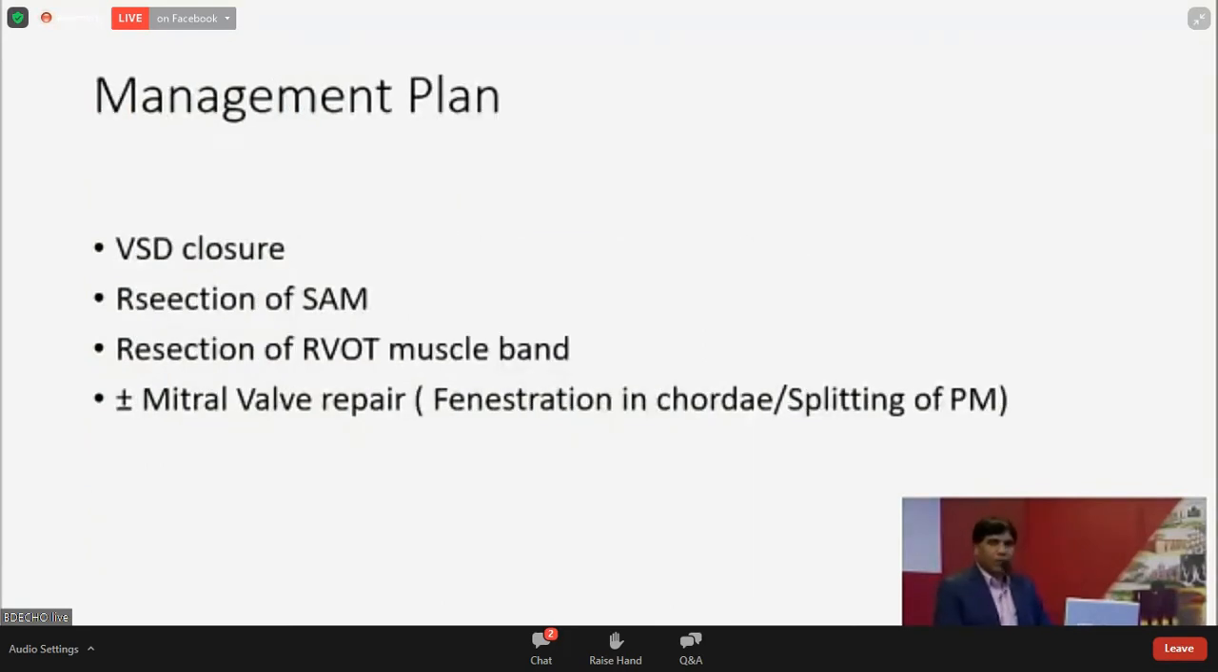So we plan management of this patient as a VSD closure with resection of the subaortic membrane and resection of the RVOT muscle bundle, plus or minus mitral valve repair. I think the mitral valve repair is not required at this stage, and we have to follow up this patient. If the patient later presents with severe mitral stenosis, at that time the patient may need mitral valve repair, like fenestration in the chordae or splitting of the papillary muscle.